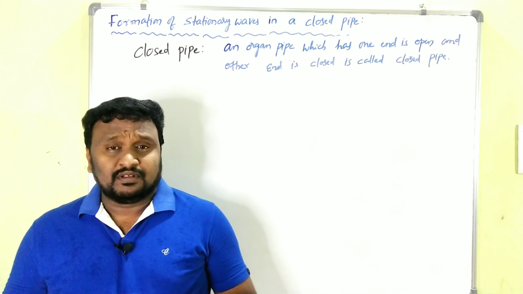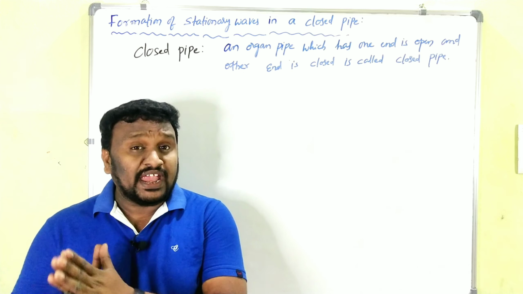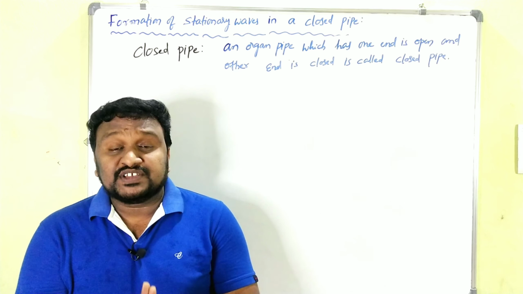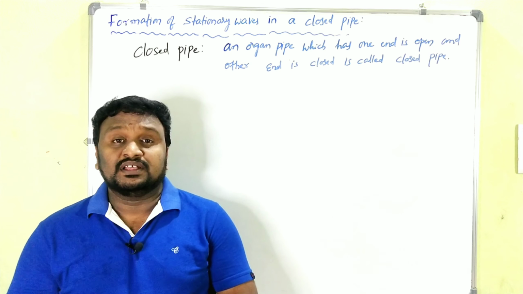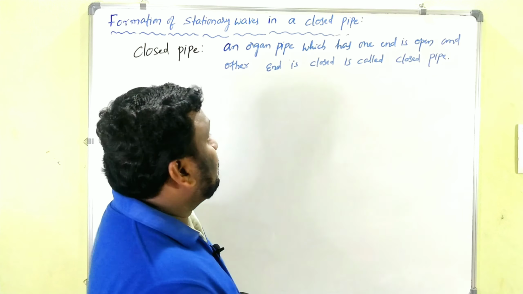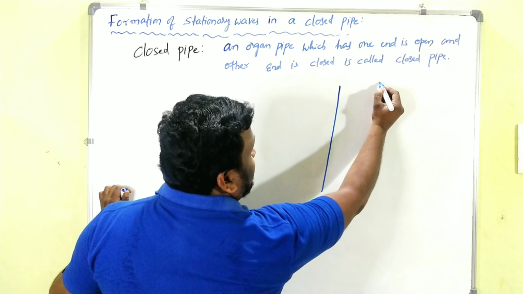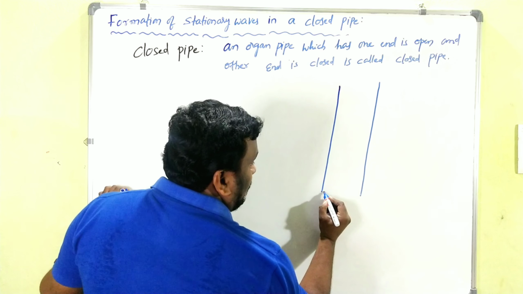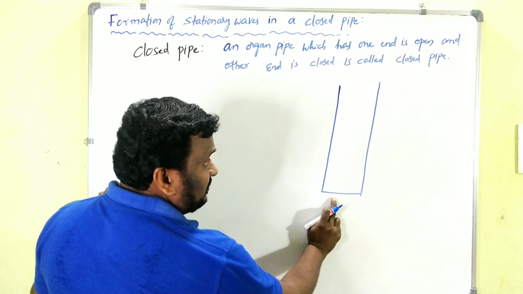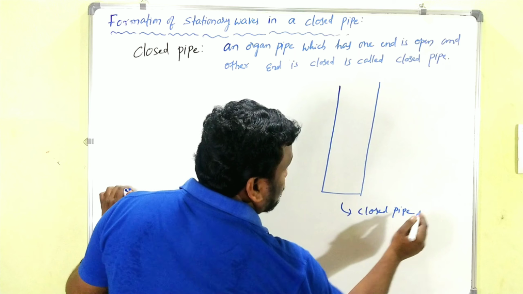An organ pipe which has one end open and one end closed is called a closed pipe. And the pipe which has both ends free or open is called an open pipe. That you have to remember. So children, here we have taken an organ pipe like this. This is the open end and this is the closed end. Now it is called a closed pipe.